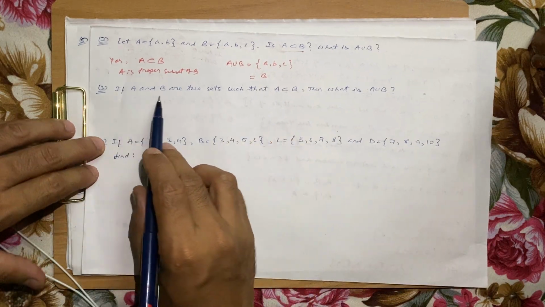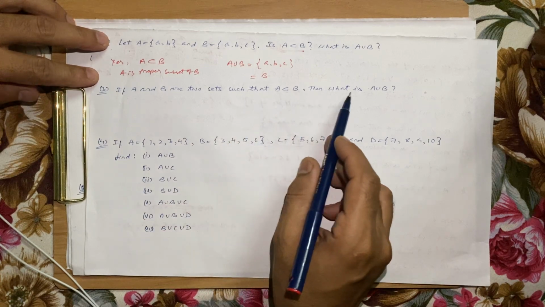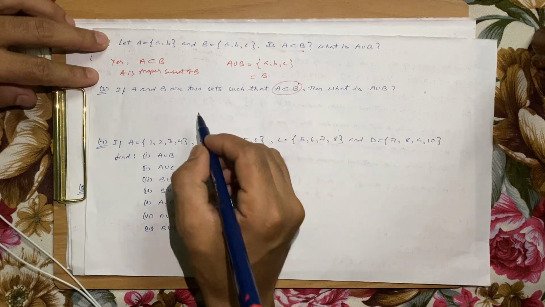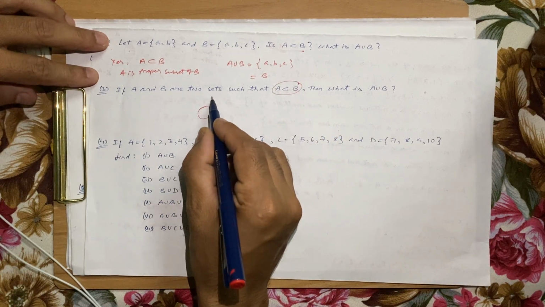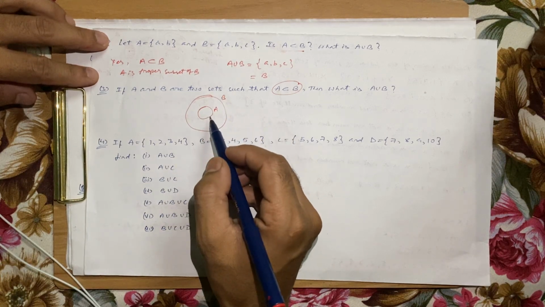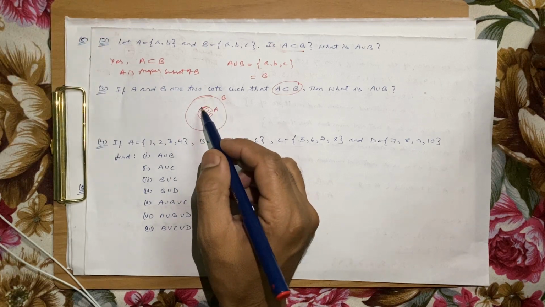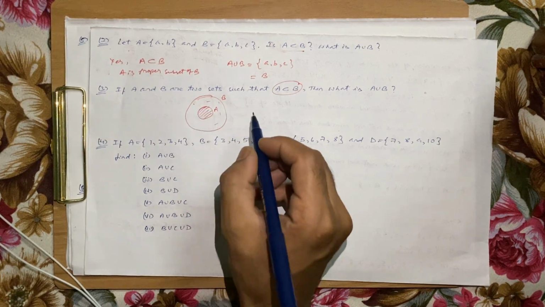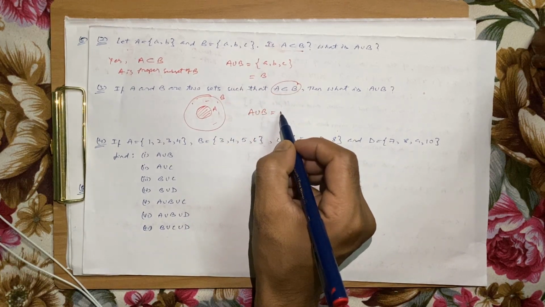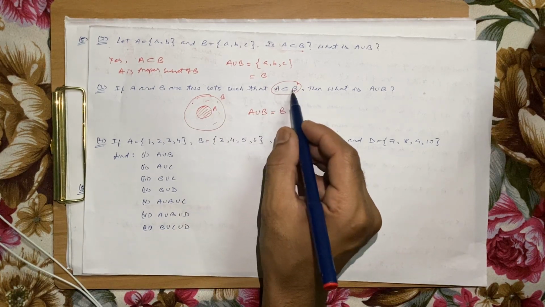Now the next question: if A and B are 2 sets such that A is a subset of B, then what is A union B? Same thing here. If A is a subset of B, that means A is a set which will lie inside the bigger set. If this is set A, then this will be set B. Only then can I say that all the elements that set A has are also present in set B, and B has something extra also. So what will be A union B? It will be simply the set B, the bigger set. Here A is smaller, B is bigger. That's why A is a subset of B.